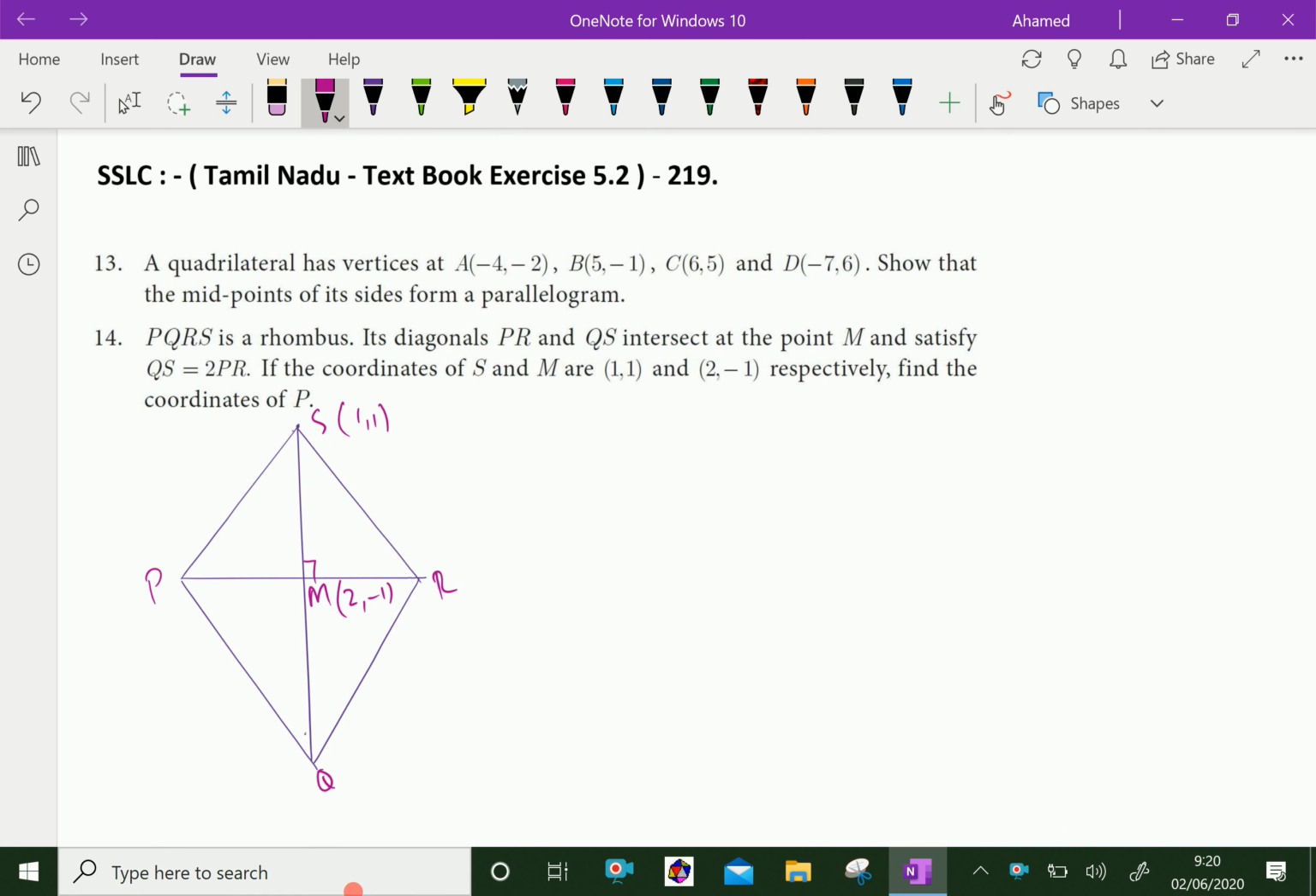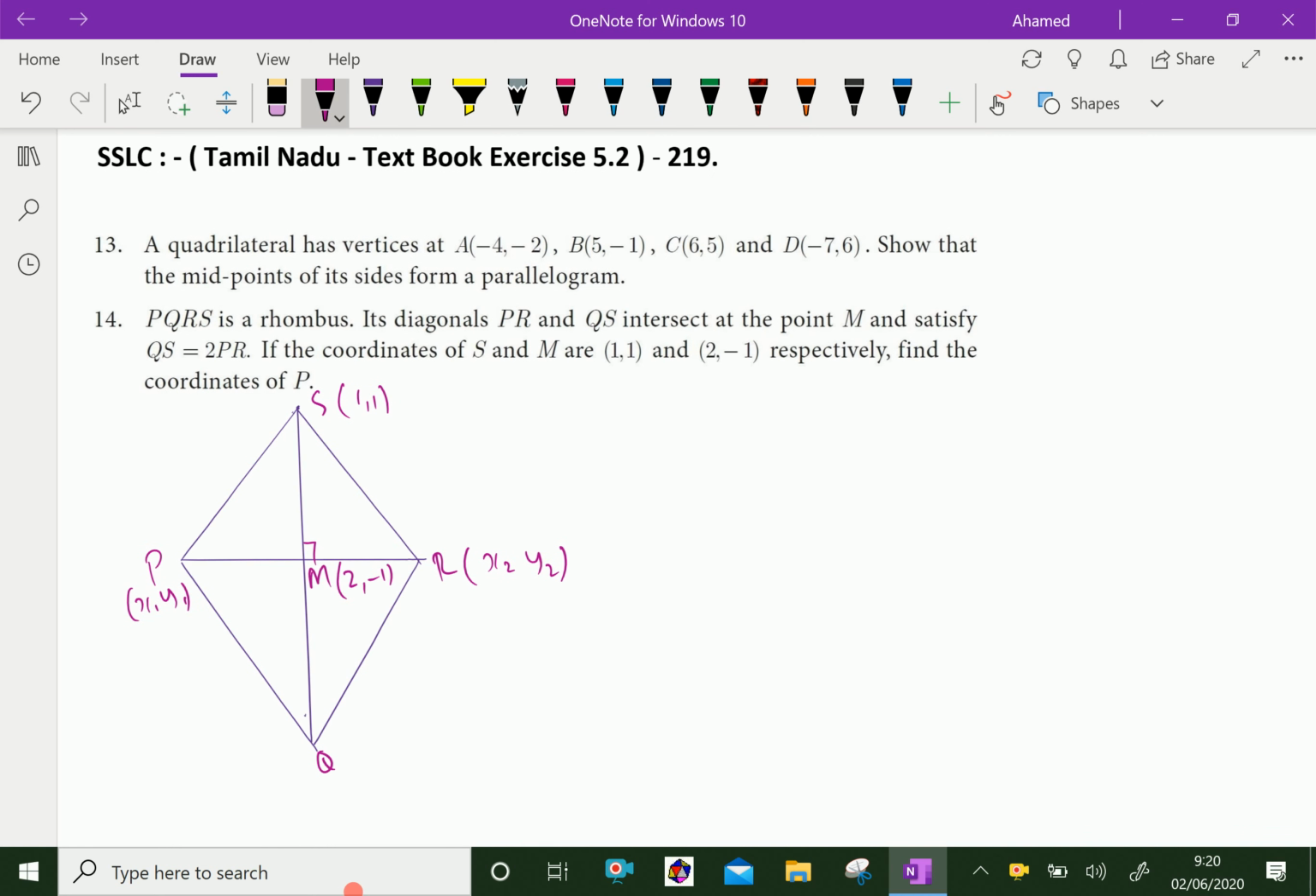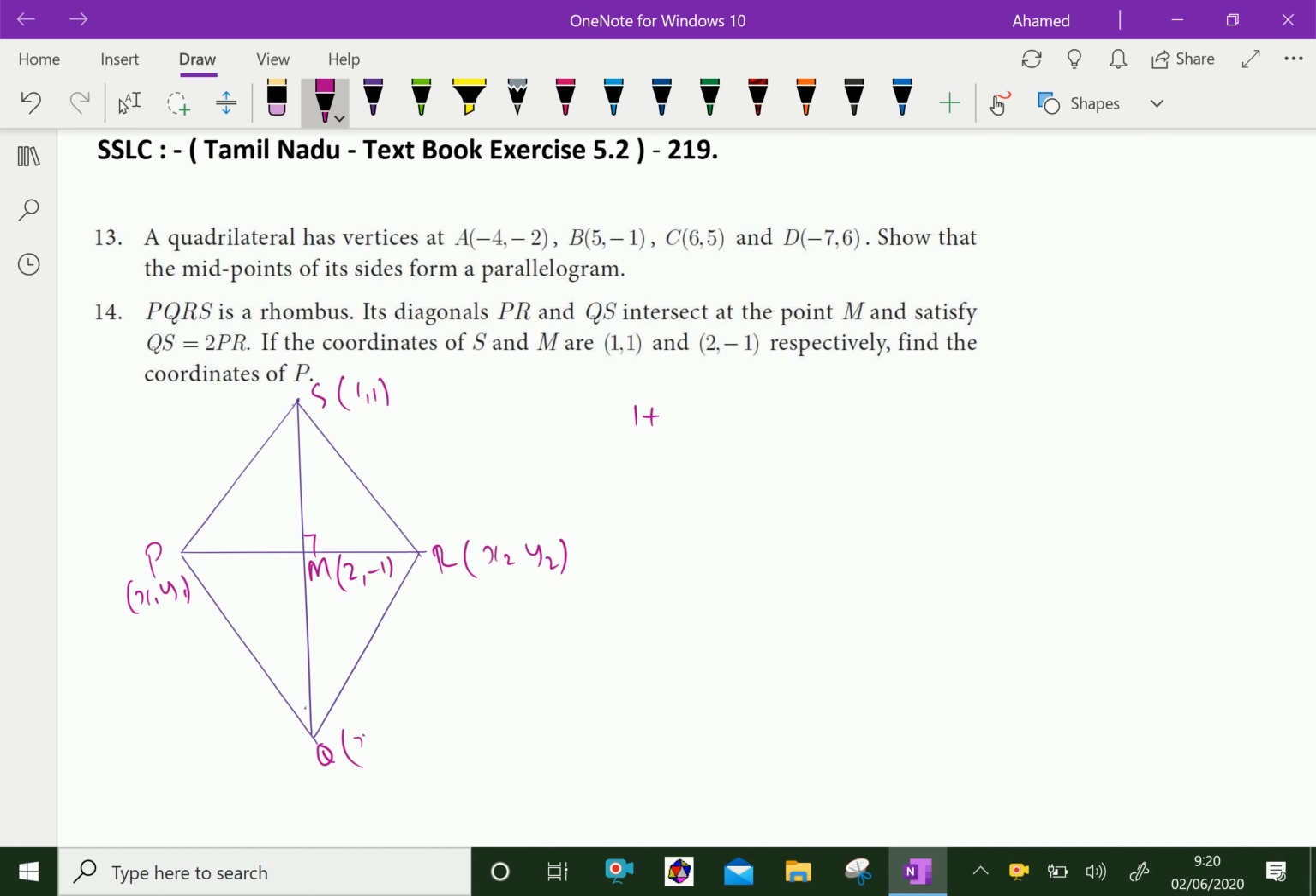Let the coordinate of P be (x1, y1) and the coordinate of R be (x2, y2). Now let us start the problem. M is the midpoint of QS, so we can write. Let the coordinate of Q be (x3, y3), keep it.